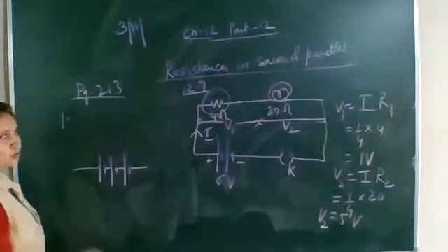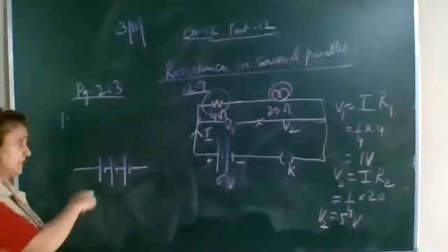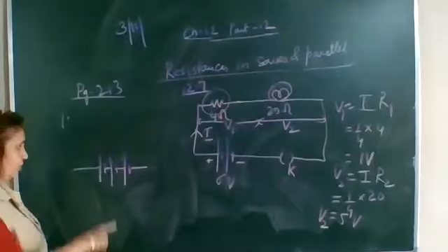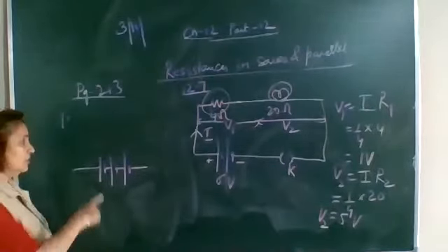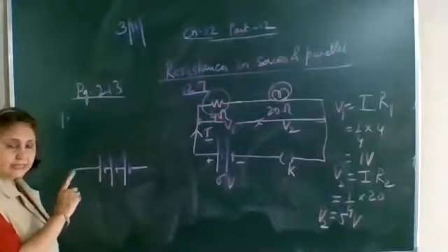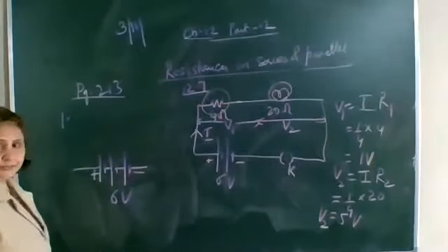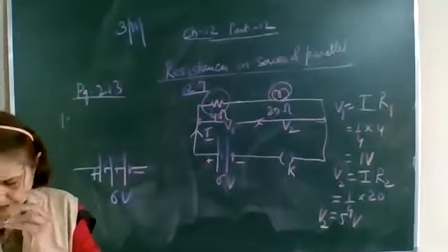Each cell is of 2 volt. So what will be the voltage source of the battery? 2 plus 2 plus 2, that is 6 volts. Okay, and the longer line is the positive terminal, the shorter one is the negative terminal.